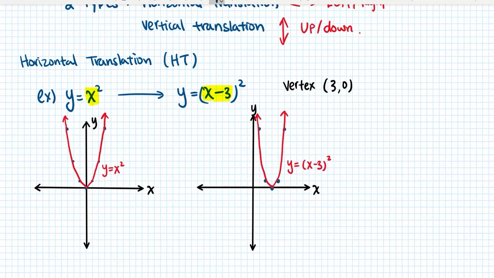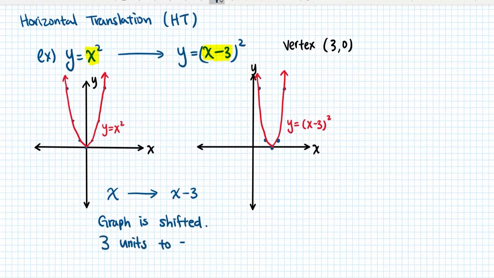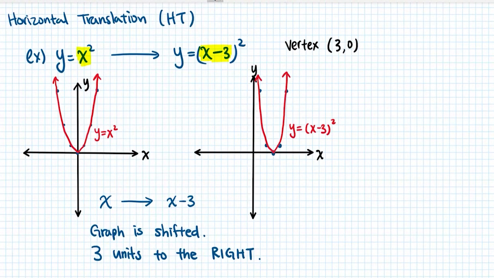So what do we notice? When the x value is changed to x minus 3, horizontal translation is happening. So the graph is shifted, in this case, 3 units to the right side. Now in the next example, let's see what happens when we're adding a constant instead of subtracting.